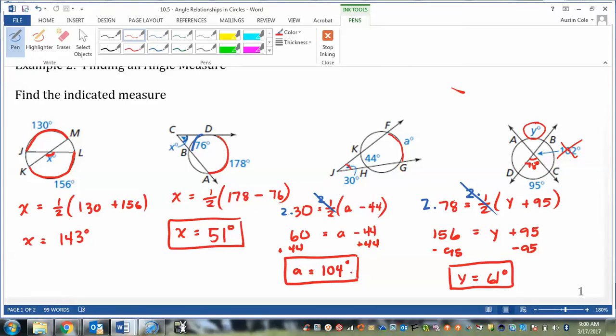Okay, can I say something for a second? A problem that causes people issues, if let's say I put 88 over here.